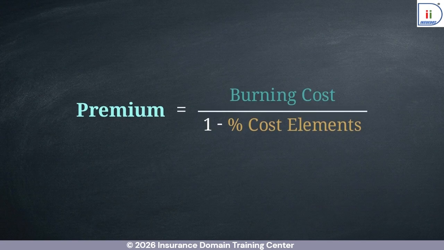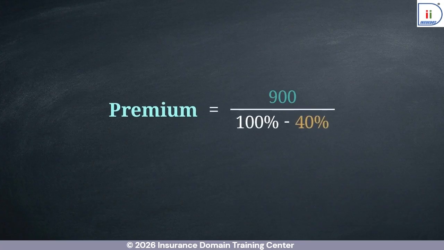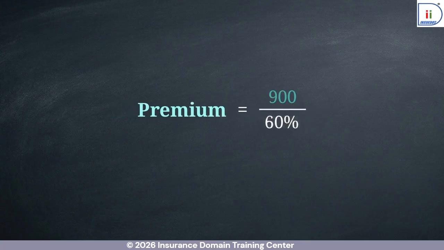To fix this, we use a different formula. The premium equals the burning cost divided by 1 minus the percentage of the cost elements. Let's substitute our baseline numbers, 900 and 40%. We simplify the denominator first. 100%, represented by the 1, minus 40% leaves us with 60%.